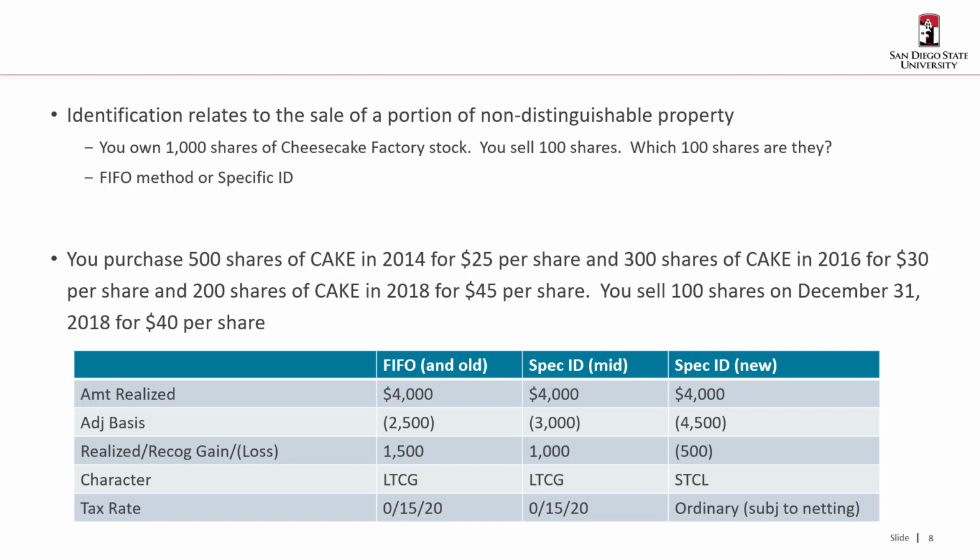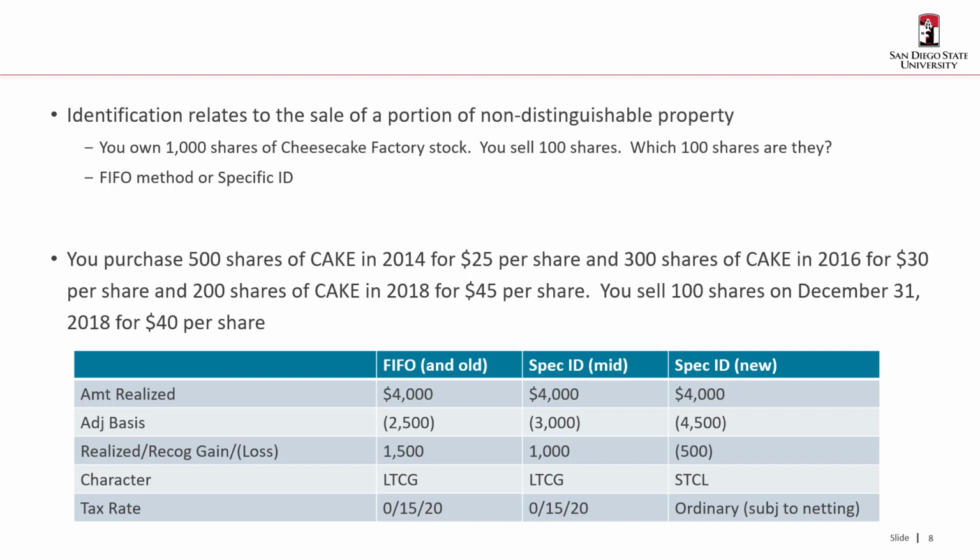Before we leave this slide, it's important to let you know that you could pick 33 shares from the 2014, 33 shares from the 2016, and 34 shares from the 2018. There's no rule that says they all have to have come from the same tranche. As a matter of fact, you don't even have to pick them in equal numbers. You could pick one share from 2014 and all the rest from 2018.